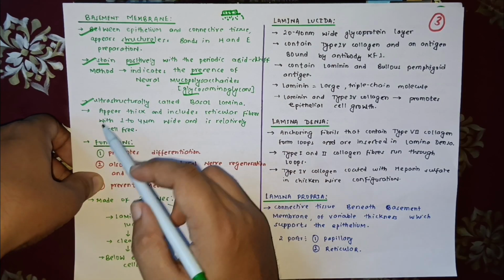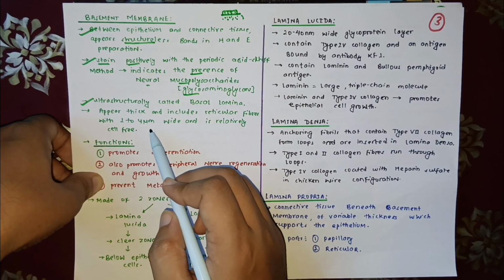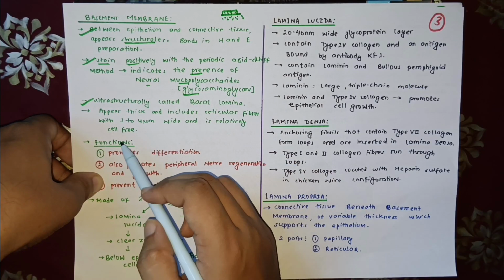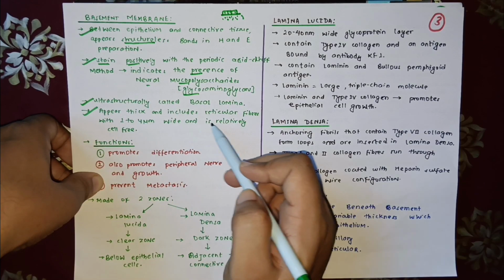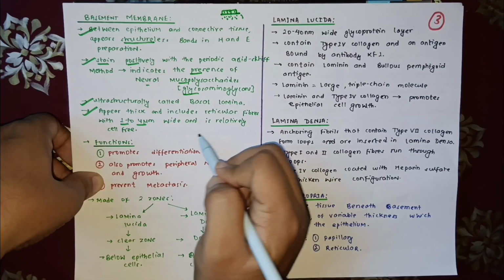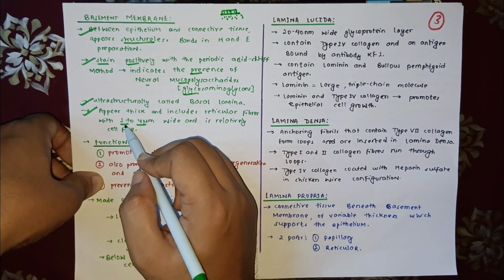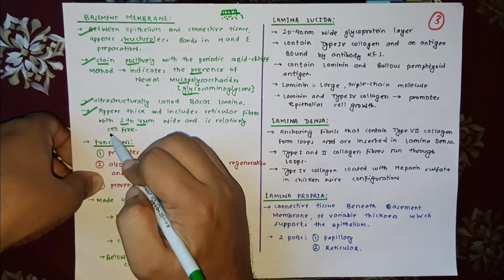It appears thick and includes reticular fibers, 1 to 4 micrometers wide, and is relatively cell free. So they are 1 to 4 micrometers wide and quite cell free.